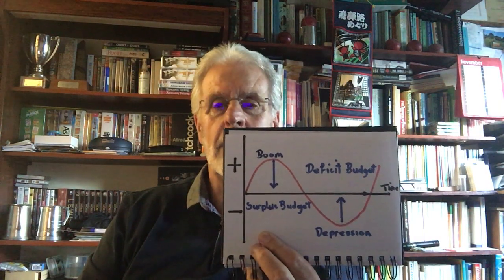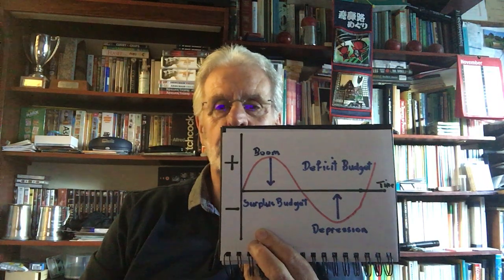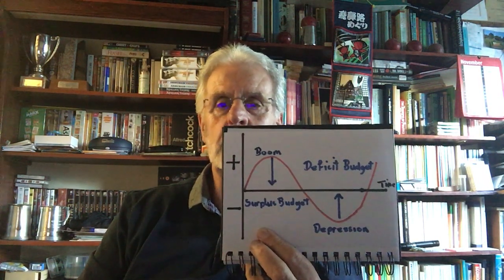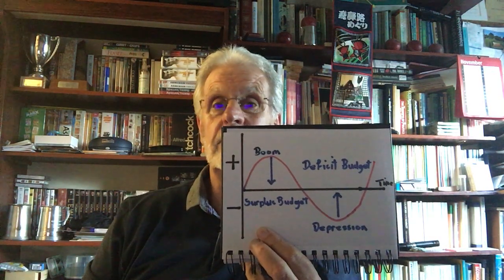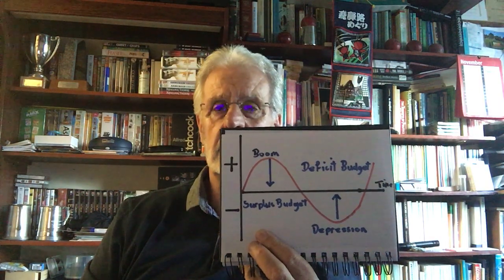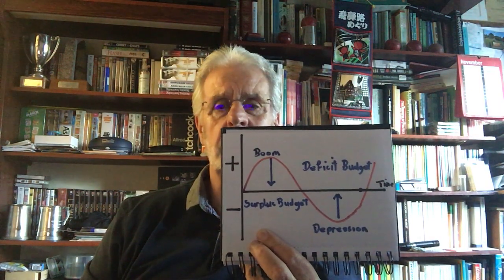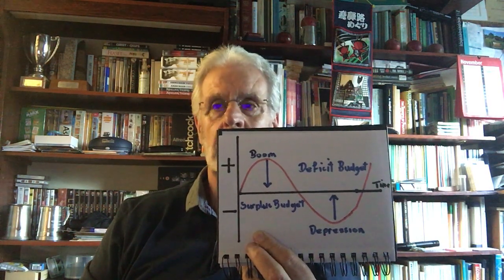That's the red line, and we'd have booms at the top and recessions and depressions at the bottom, and then we'd have recoveries back to boom. So without any intervention, the argument of some economists is that capitalism and free market economies naturally tend to be cyclical, to go up and down.